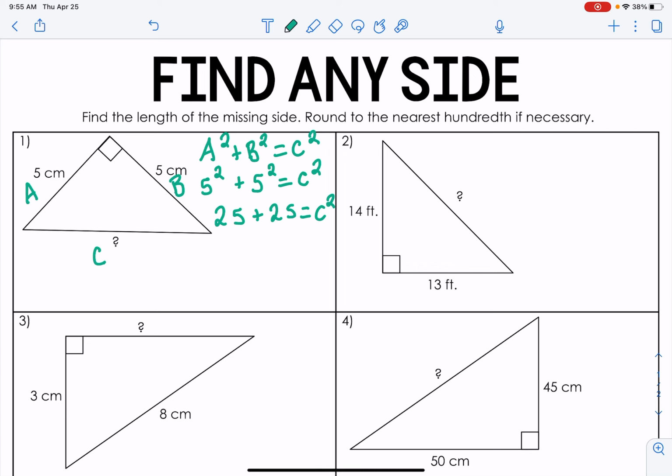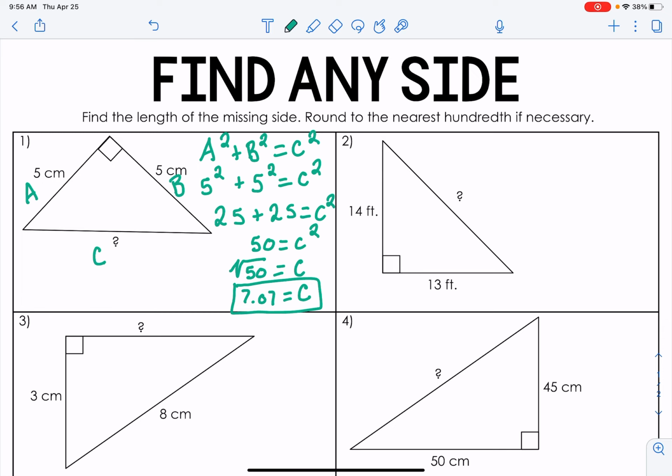Next, we're going to add together these two values. 25 plus 25 is 50. Okay, so if c squared equals 50, that means the value of c equals the square root of 50. And if you go to your calculator, find the square root of 50, you get 7.07 for the value of c. So that's number 1 if you're looking for the hypotenuse.